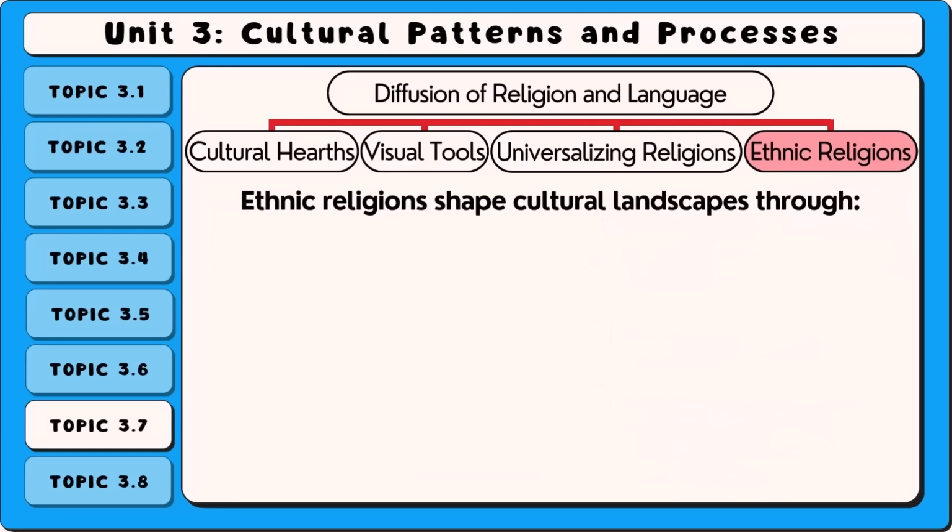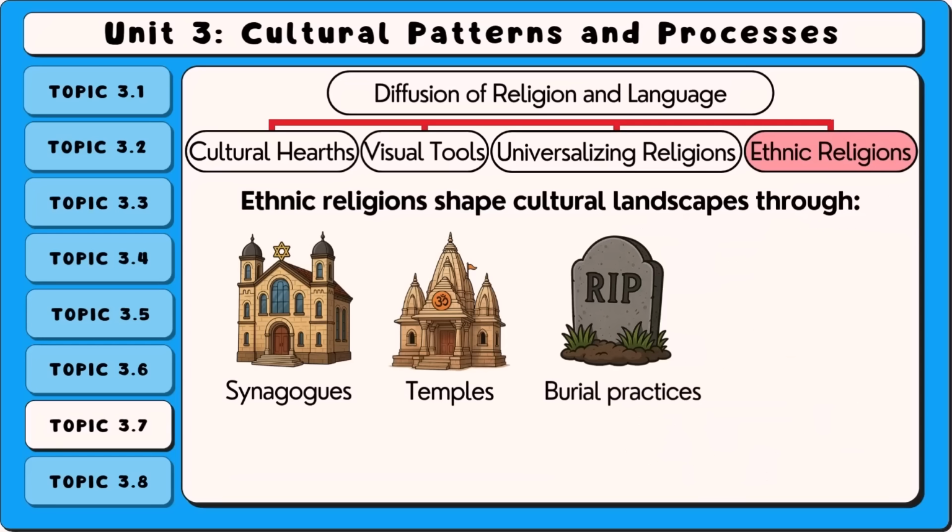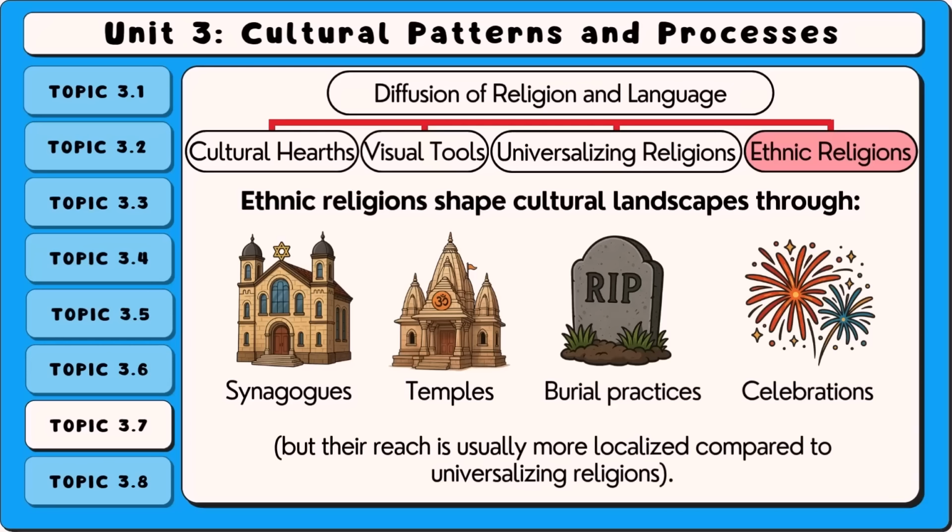Ethnic religions shape cultural landscapes through synagogues, temples, burial practices, and holiday celebrations, but their reach is usually more localized compared to universalizing religions.